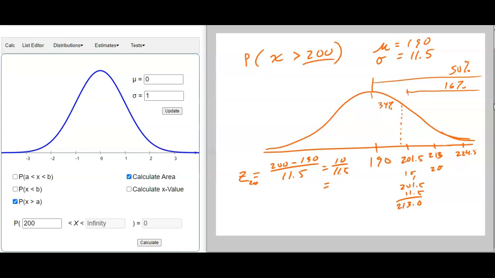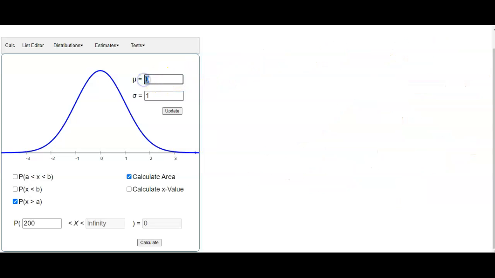And that z-score, if I take it out to a few places, 0.87. I get 0.869 something. So I'll say 0.87 is the z-score. If you wanted to do all this work, you could. But since it gives you the mean is 190, we could go over here and change that mean to 190, change that standard deviation to 11.5, and just put in from 200 to infinity.